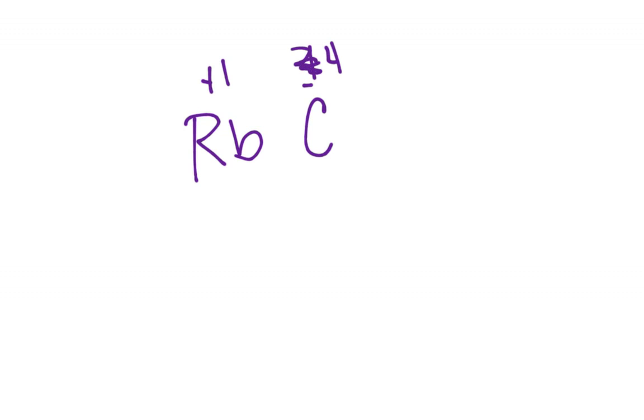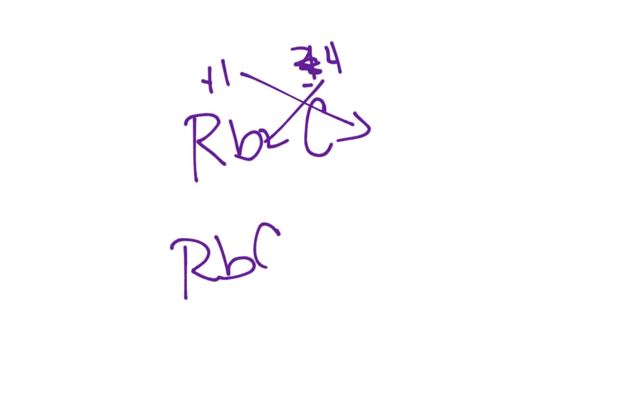41B is rubidium carbonide. Rubidium is a 1 plus charge. Carbonide is a plus 4 or minus 4. In this case, it'll be a minus 4. We switch those down, so Rb4C1.